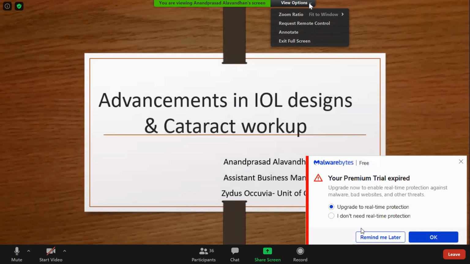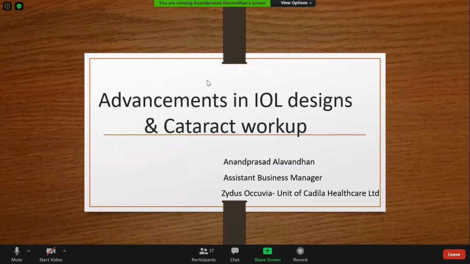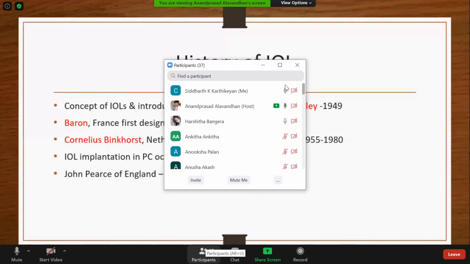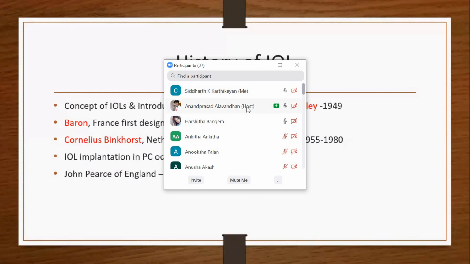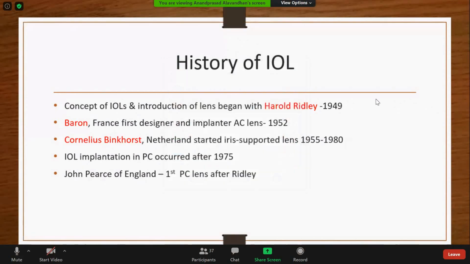So here I am going to discuss the advancement in the IOL designs and a few things which you want to look for in the before cataract and after cataract workup. So here I'm just giving a short intro on the IOLs. If you take the IOL market, the IOLs started in the year 1949 by Dr. Harold Ridley, who first implanted the posterior chamber IOL in the year 1949.